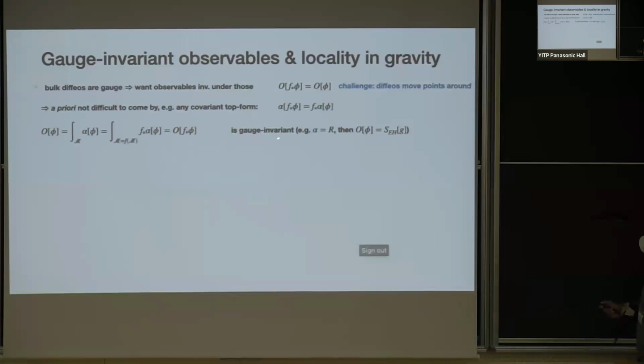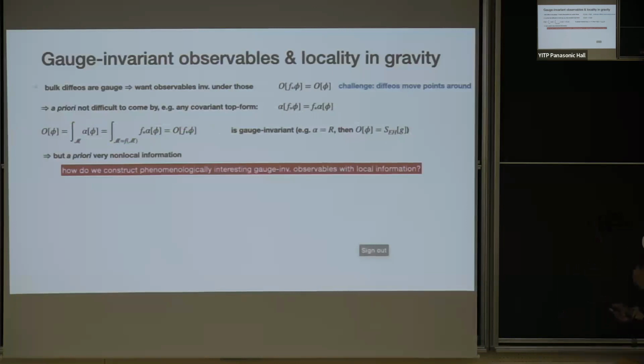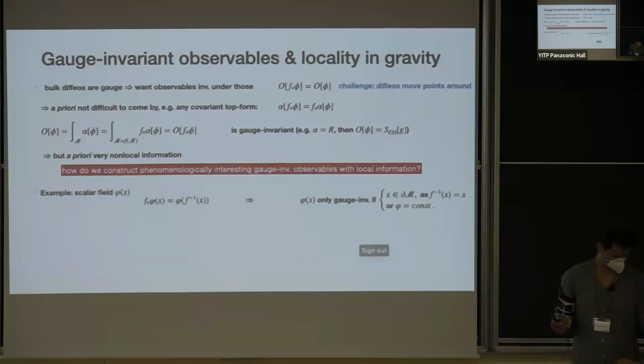So as long as you have some covariant top form that transforms in this way under bulk diffeomorphisms, you can just integrate it over all of space-time, and then by some integral identities, you'll find that this is true. And of course, one example is when alpha is the Ricci scalar, then this whole thing is just the Einstein-Hilbert action, which is gauge invariant. But when you look at such objects, they are a priori, of course, extremely non-local. And the real challenge is how do we construct phenomenologically interesting gauge invariant observables with some kind of local information.